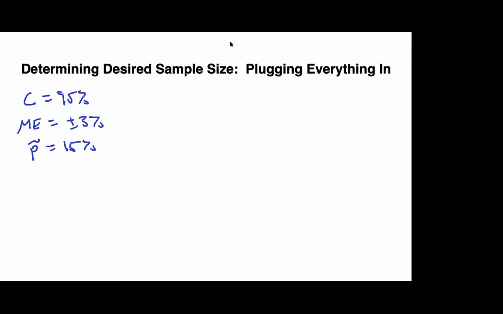All right, so the formula would be something like this. N equals the critical value squared times p tilde times 1 minus p tilde. And this is all divided by the desired margin of error squared. And then last but not least, we always remember that once we get that value, we actually round up to the nearest whole number.